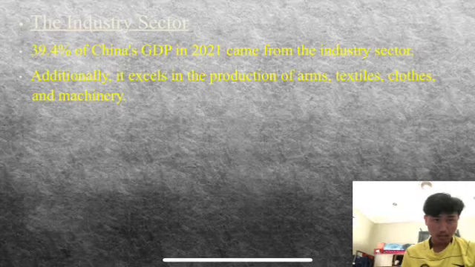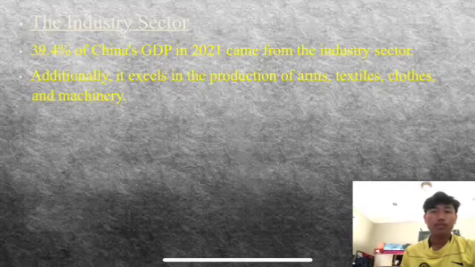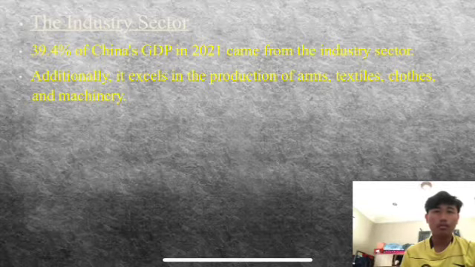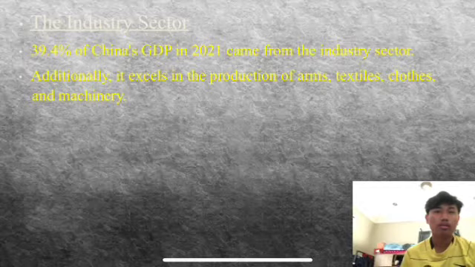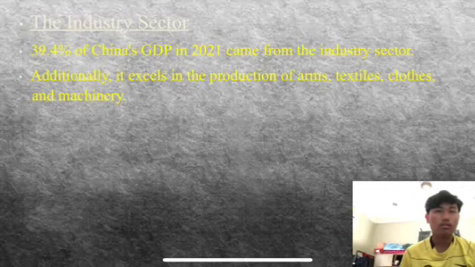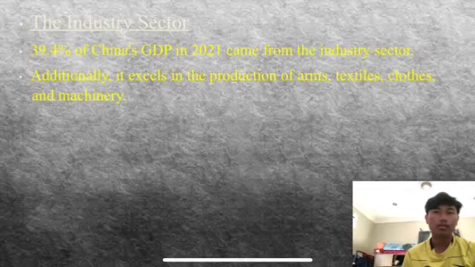Okay, the other main economic sector of China is the industry sector. 39.4% of China's GDP in 2021 came from the industry sector, which comprises manufacturing, construction, mining, and utilities. In terms of industrial output, China is the top of the planet. This includes mining and ore processing, processed metals, cement, coal, chemicals, and fertilizer. Additionally, it excels in the production of arms, textiles, clothes, and machinery. China also ranks well in the production of processed foods, consumer goods, and telecom equipment. It has an expanding supply of vehicles such as cars, trains, ships, aircraft, and spacecraft, including satellites.